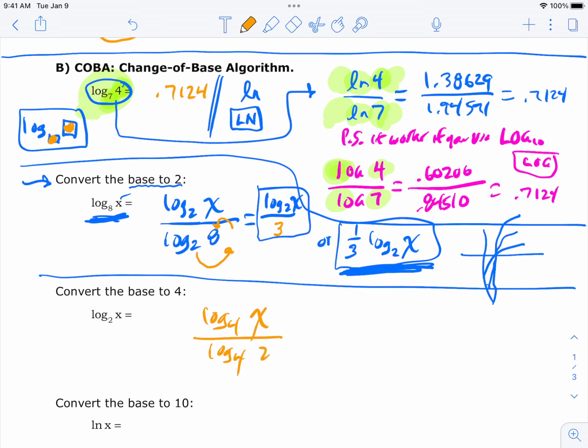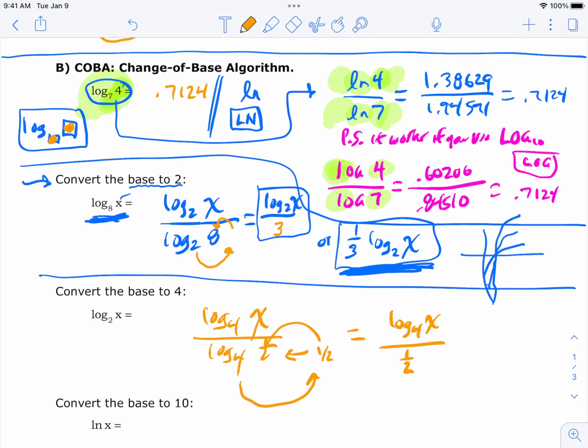So again, we can figure out what the log base 4 of 2 is. 4 to what power equals 2? It would actually be a square root, right? Think of roots as powers that go the other way. So it's a square root, which means it's an exponent of 1/2. 4 to the 1/2 power is 2. So we've got the log base 4 of x being divided by 1/2.